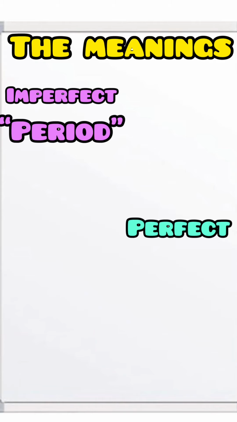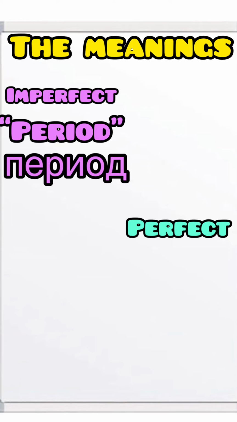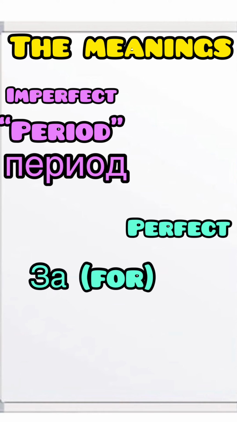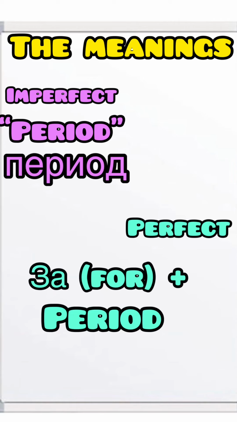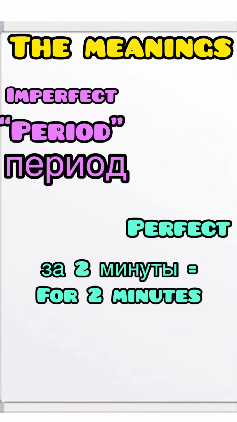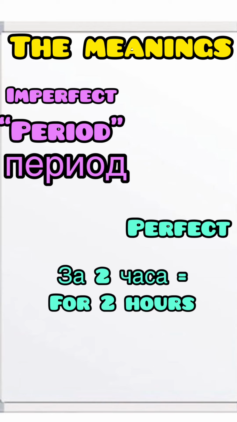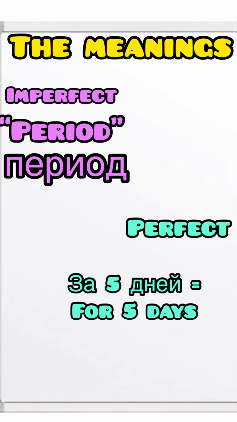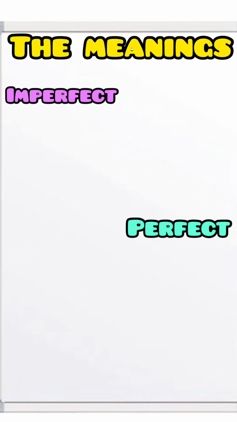The third meaning of imperfect verb is period. So how long, for example, maybe 2 hours, 3 hours, 2 days, 3 days, 1 minute, 1 second, period. And perfect, when we use the preposition за plus period, for period. For example, за 2 минуты, for 2 minutes, за 2 часа, for 2 hours, за 5 дней, for 5 days.